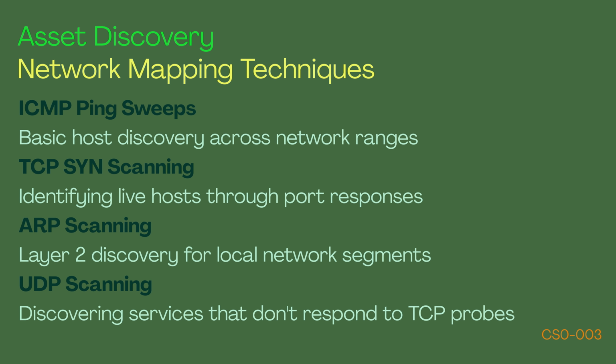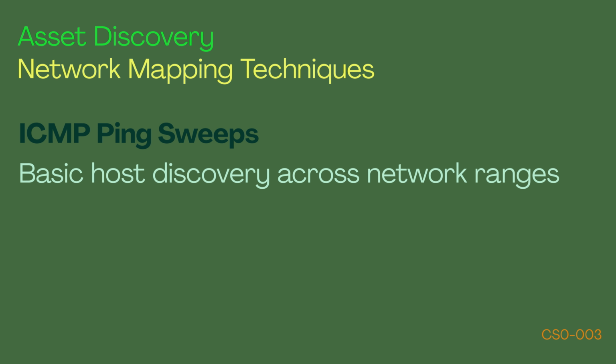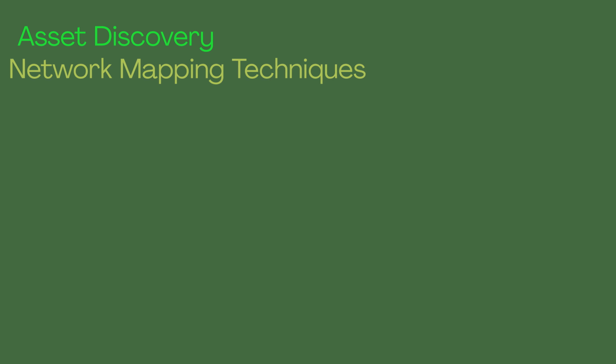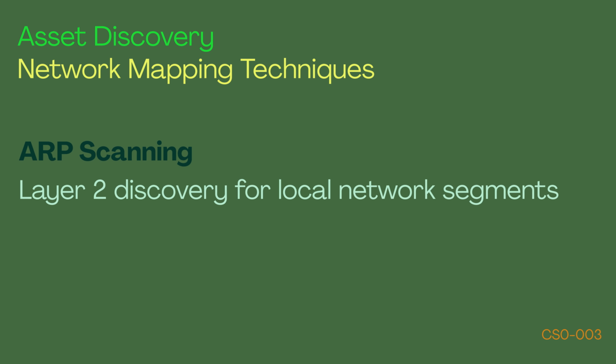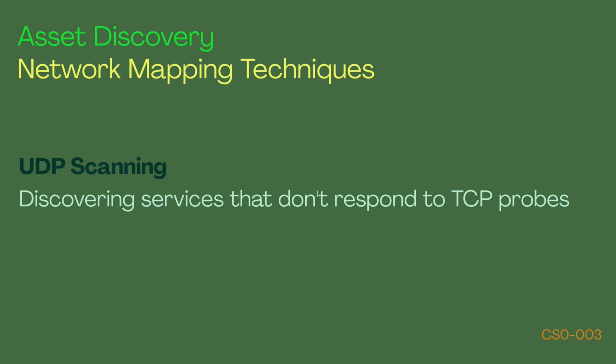You have the ICMP ping sweeps, the TCP SYN scanning, the ARP scanning, and the UDP scanning. For ICMP ping sweeps, that's basic host discovery across network ranges. The TCP SYN scanning is identifying live hosts through port responses. ARP scanning is layer 2 discovery for local network segments. And UDP scanning is discovering services that don't respond to TCP probes.